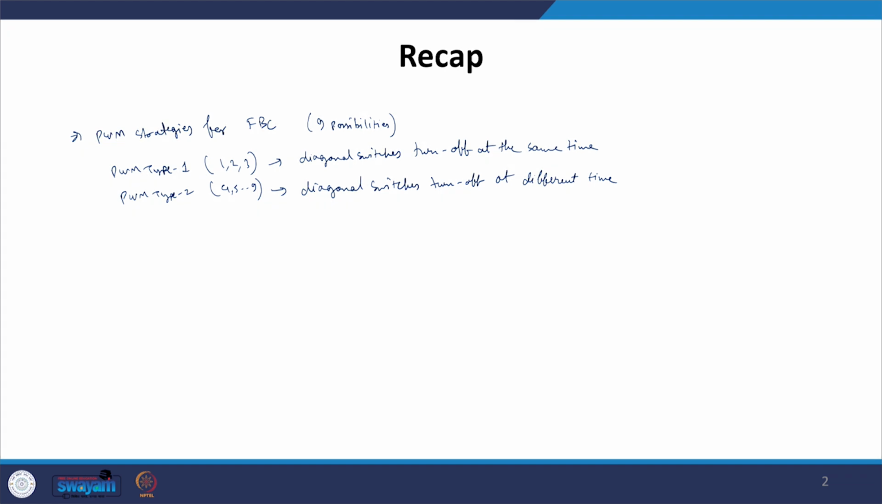So mostly in lighter load conditions, in some designs when the leakages are very small, or when the output capacitance of the devices is enormously higher, and if the input voltages are very large, then in those cases the lagging leg will find difficulty in achieving zero voltage switching during turn on. So if you want to achieve soft switching, the possibility is much higher in PWM type 2 than in PWM type 1.